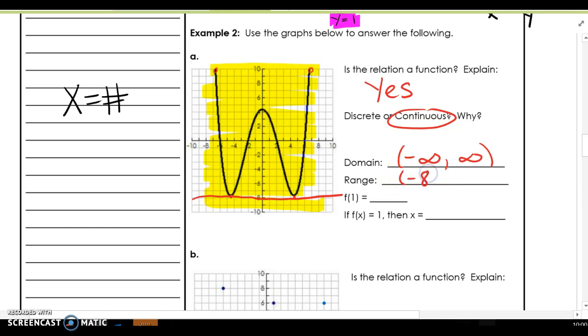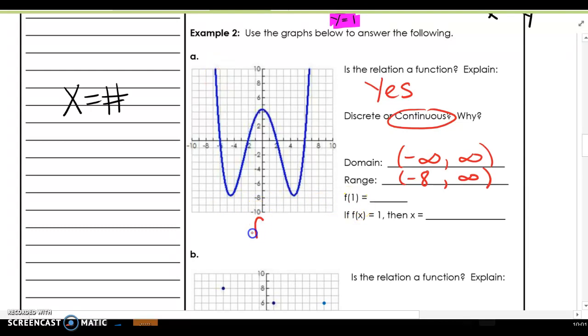-8 is not included, so I used a parentheses. If that point was right on -8, I would use a bracket. So -8 all the way to +infinity is my range. Why? Because there aren't any points down here below the -8. So there's no ordered pair that has a y value less than -8.